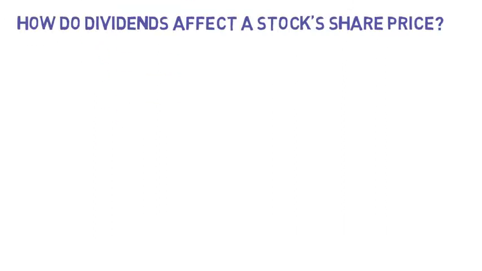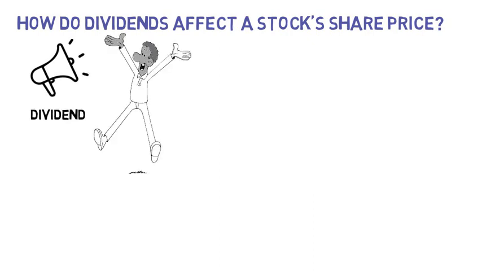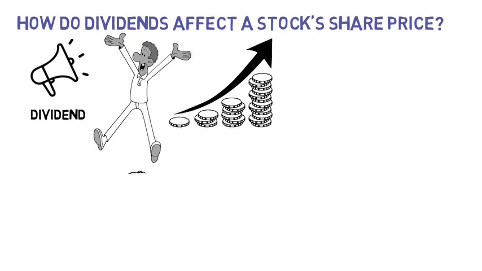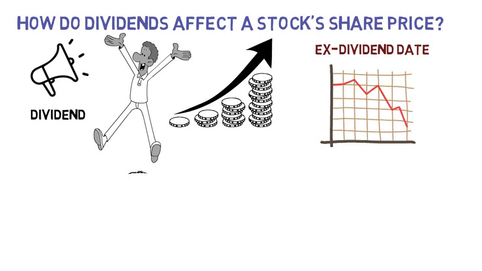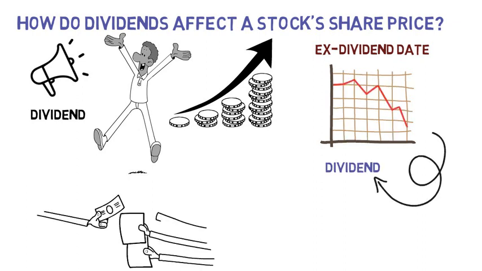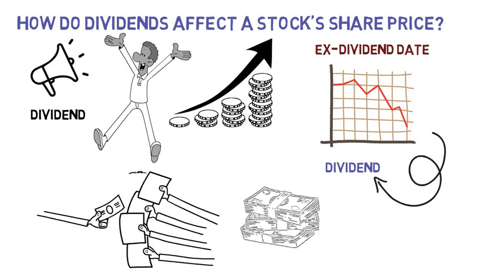But wait, how do dividends affect a stock's share price? So when a company announces a dividend, investors get excited. This positive news can cause the stock price to increase. However, on the ex-dividend date, the stock price is adjusted downwards, reflecting the amount of the dividend. So if you buy the stock on or after the ex-dividend date, you won't receive the upcoming dividend.